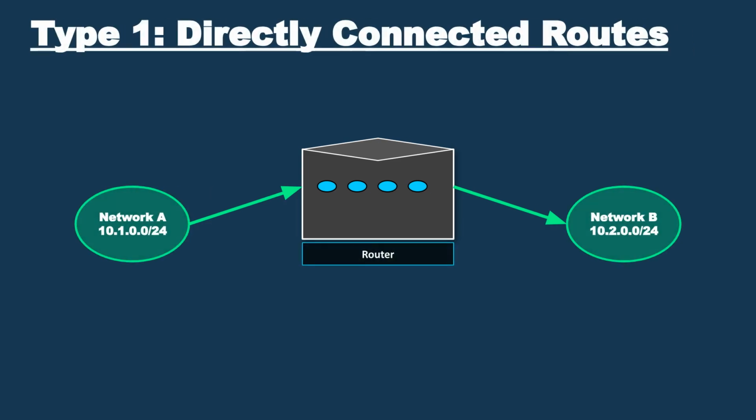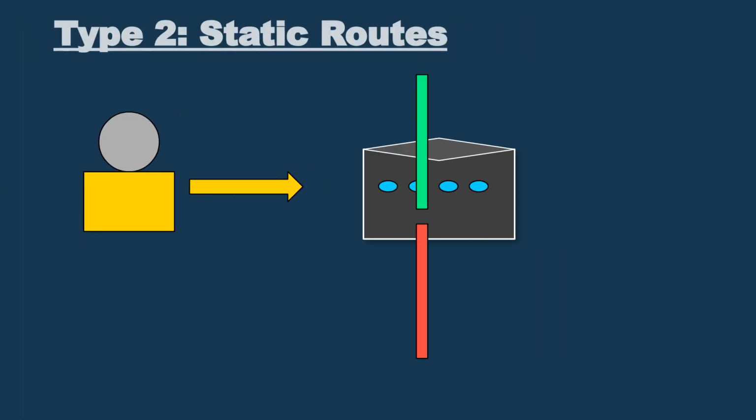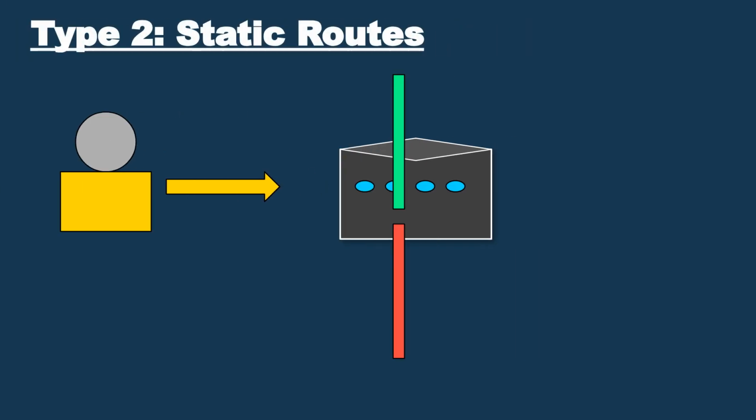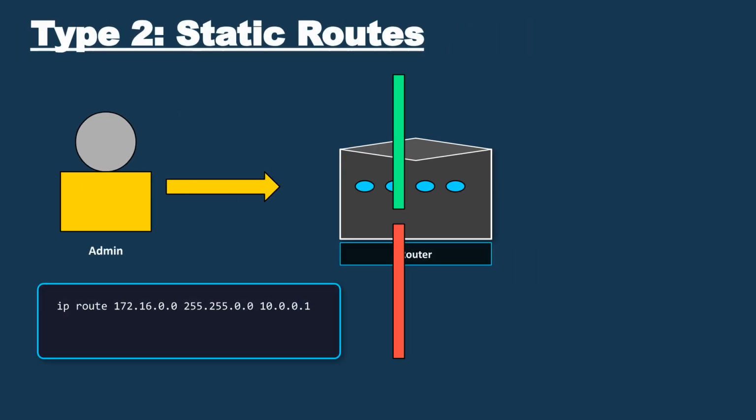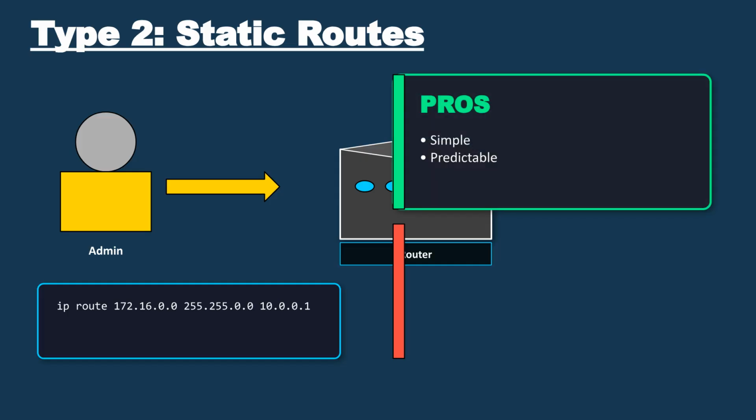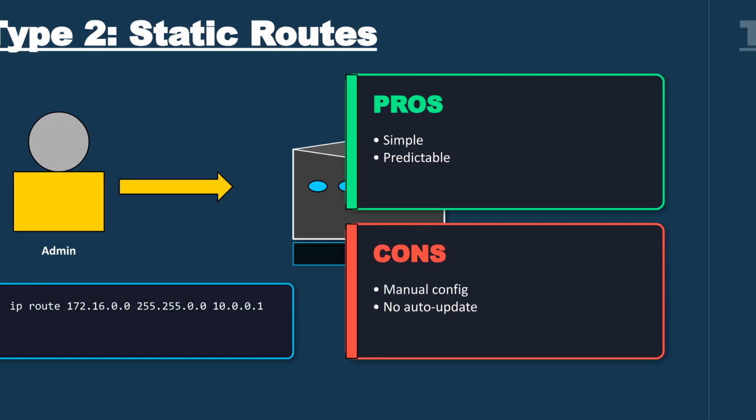The first type of route is directly connected. These are networks that are physically attached to the router, and are automatically known to the routing table. Next are static routes. These are manually configured by an administrator. While simple and predictable, they require manual updates and don't adjust automatically to network changes.